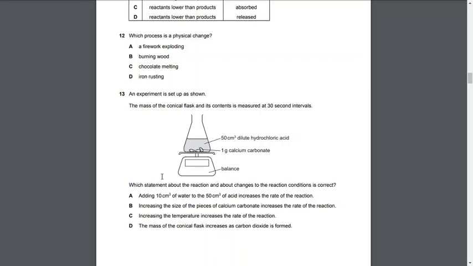First of all, I'll give you a bit of an overview about this question. Mass of the conical flask and its contents are measured at 30 seconds interval, which is a sort of key point. And balance, and this is 1 gram of calcium carbonate and 50 centimeter cube of dilute hydrochloric acid. The statement about the reaction and about the changes to the reaction is correct.